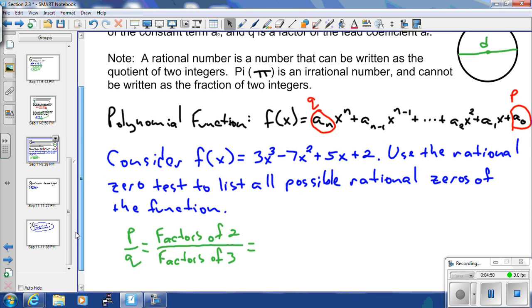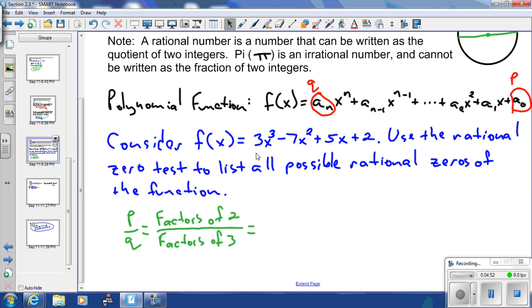So consider this function, 3x cubed minus 7x squared plus 5x plus 2. A problem that you might encounter will say something like this: use the rational zero test to list all the possible rational zeros of the function. Well, the theorem above tells us that if there are rational zeros, they have to be in the form of p divided by q. P is going to be the factors of the constant term. Well, the constant term in this problem right here is 2.